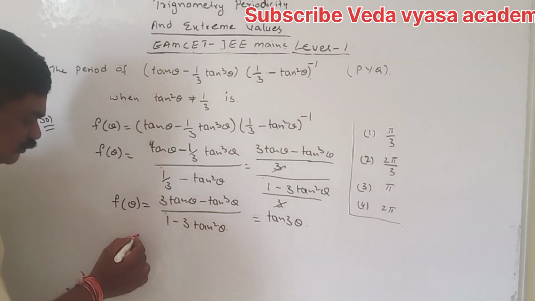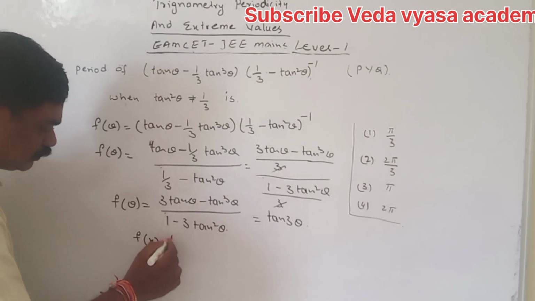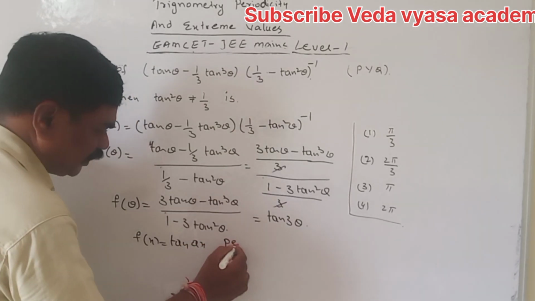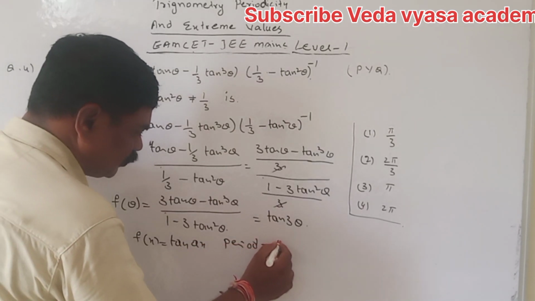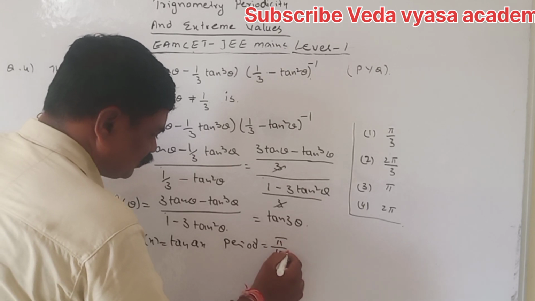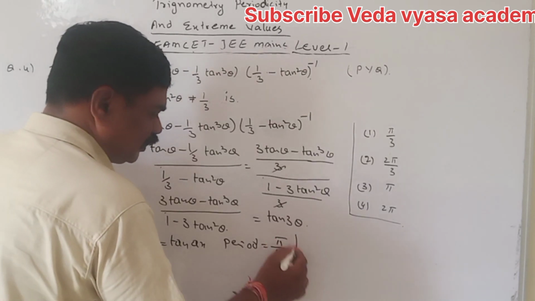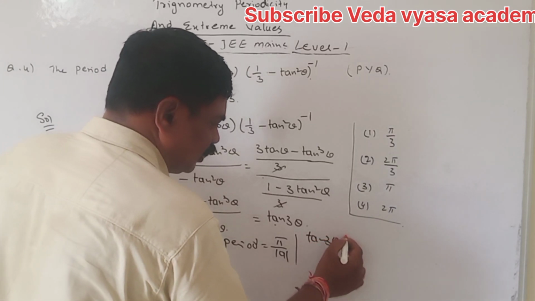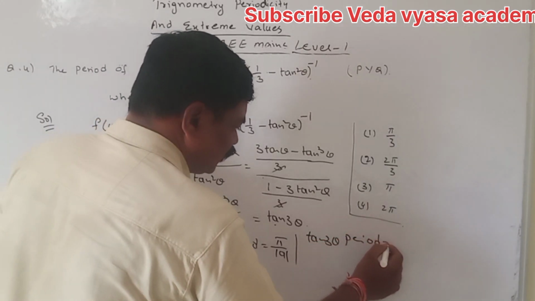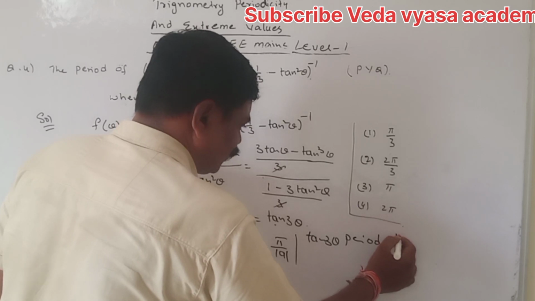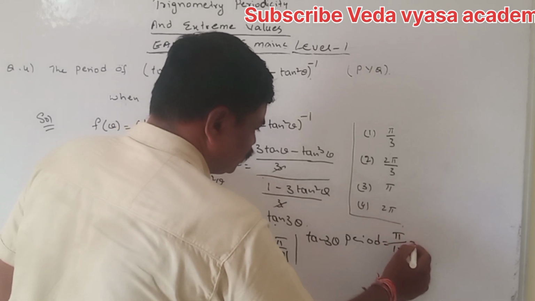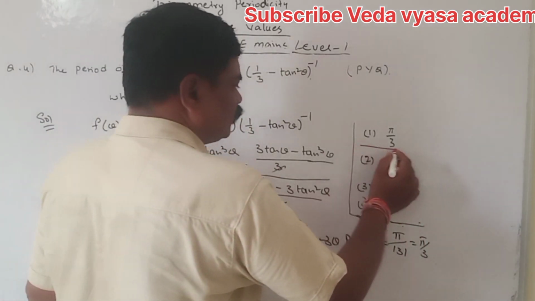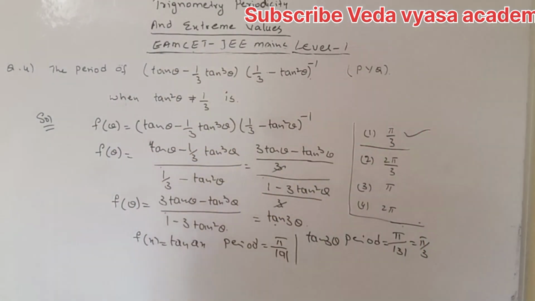So if f(x) is equal to tan ax, then what is the period? Period is pi by |a|. Similarly, tan 3θ period is pi by |3|, which is pi by 3. So we have option 1 as the answer. Okay, all of you.